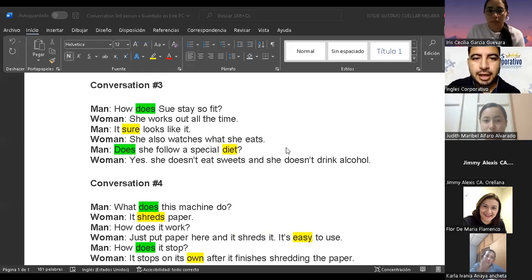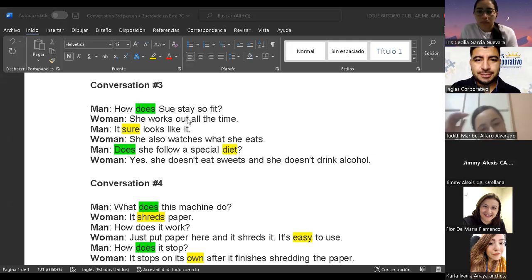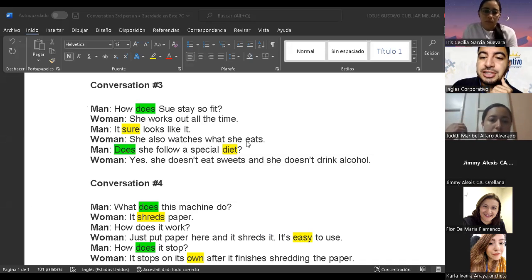Okay, here we have conversation 3 and 4. The green or the yellow words are very important because of the pronunciation. How does Sue stay so fit? She works out all the time. It sure looks like it. She also watches what she eats. Does she follow a special diet? Yes, she doesn't eat sweets and she doesn't drink alcohol.